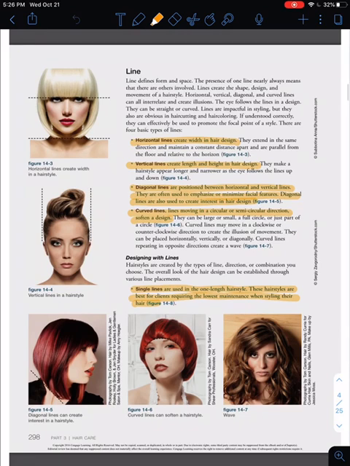So, designing with these lines, we'll talk about single lines. Single lines are used in one-length hairstyles. These hairstyles are best for clients requiring the lowest maintenance when styling their hair. A good example of this is a blunt cut or a bob, where it's just one length.